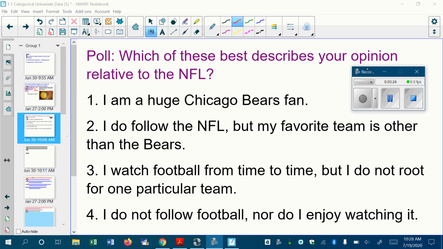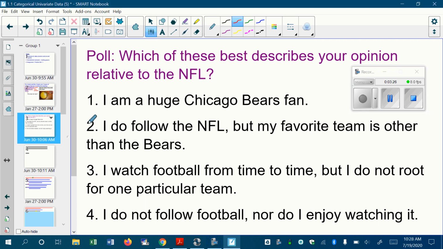Now, this is a categorical question because I'm asking you to pick one of these four categories that I'm providing you with. I'm not allowing you to just kind of ramble on in an essay about your feelings about the NFL. That is not something available to you. You are being forced to pick one of these groups, one of these categories.